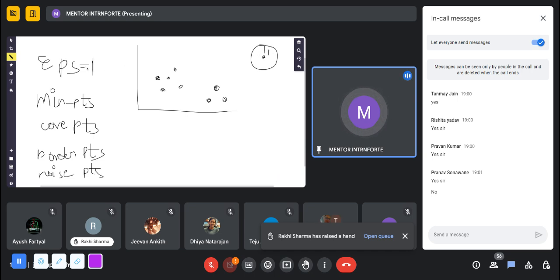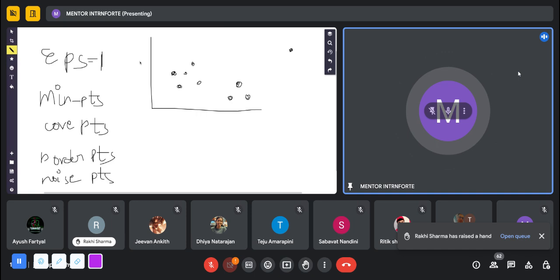So when I mention epsilon 1, it means a circle of radius epsilon 1, the unit epsilon. It is nothing like meters or centimeters or anything. Epsilon is its own unit. If you give 2, then it will be a bigger distance. If you give 3, it will be a bigger distance. So as you increase epsilon, the distance increases. Okay. Now things will be clear in a while.